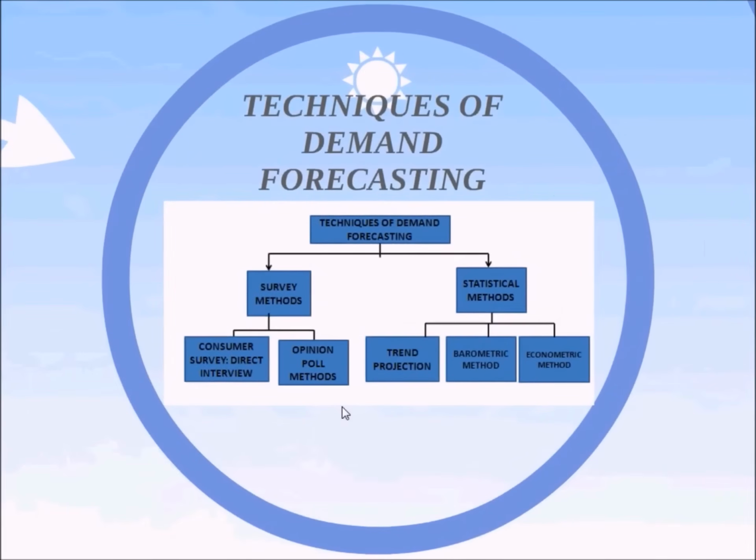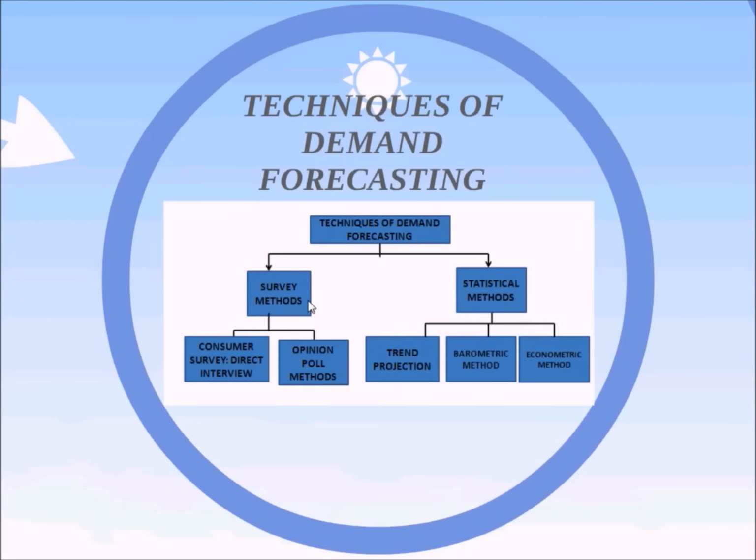Now, after talking about the steps, let's see what the techniques of demand forecasting are. That is, it will tell about the various methods available for forecasting the demand. As we can see here in this particular diagram, we can divide the techniques of demand forecasting broadly into two categories, that is survey methods and statistical methods. Now, survey methods basically refer to, and are generally used where, the purpose is to make a short-run forecast of demand.